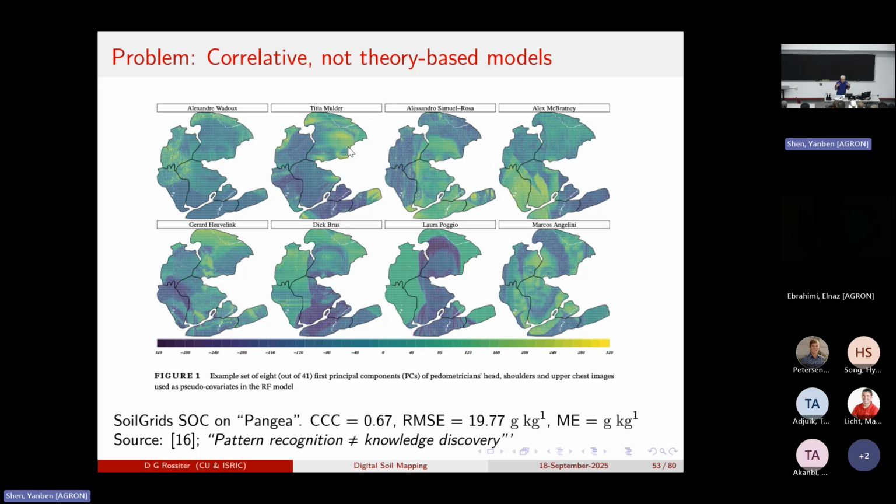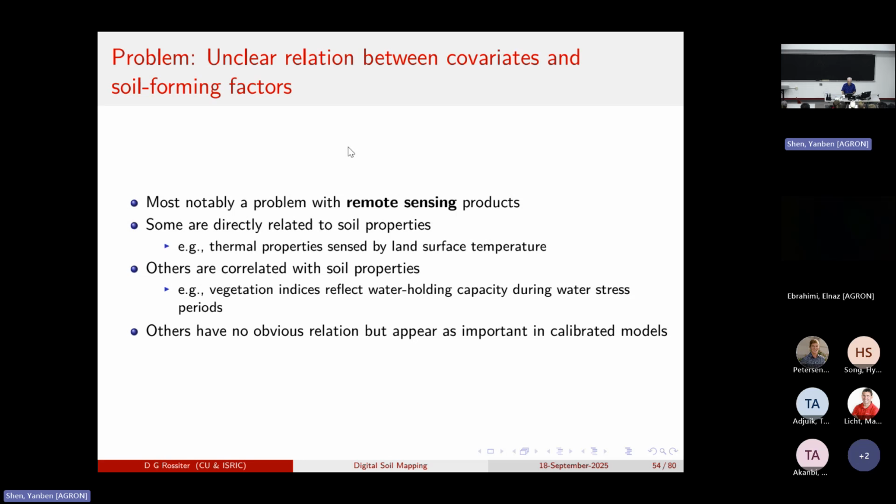So the question is, are we doing some of this when we're picking all these satellite imagery? Are we seeing something that's really related to the soil? And this is another one: the unclear relation between covariates and soil forming factors. People are using remote sensing products. Some might be directly related, like albedo. Okay, that's fine. Others might be more indirectly related, like thermal capacity, the day-night thermal differences related to the water content and clay content in the soil. Some might be related, and some have no obvious relation.